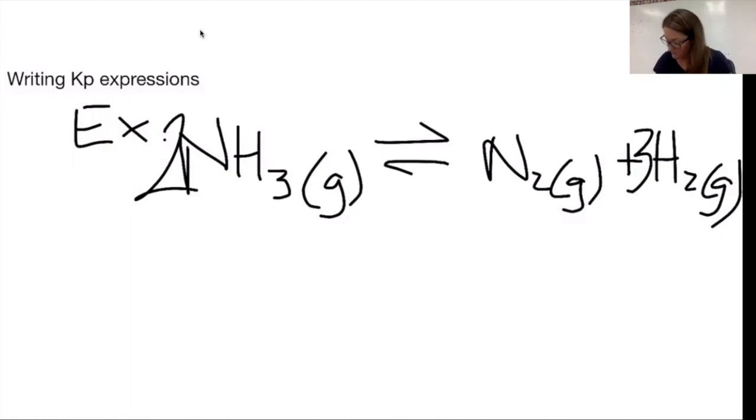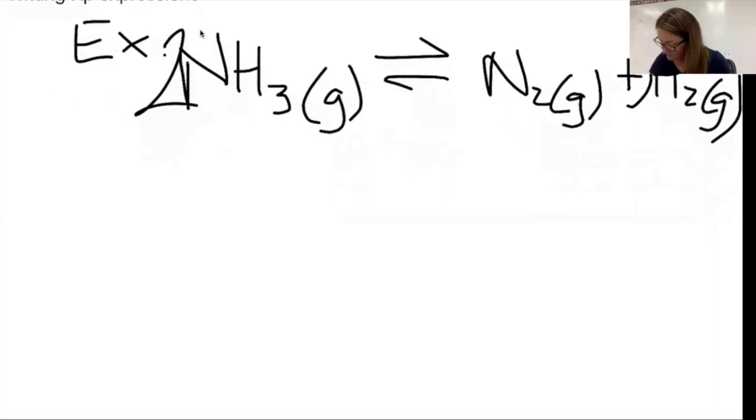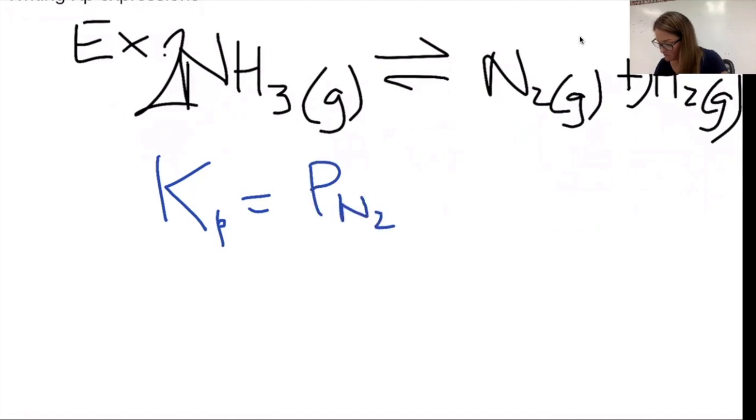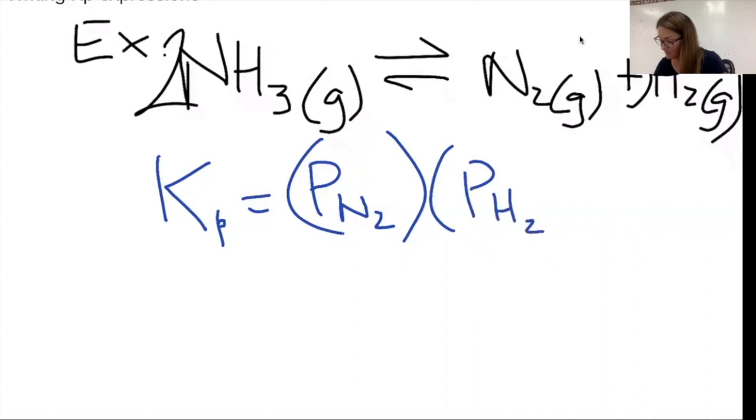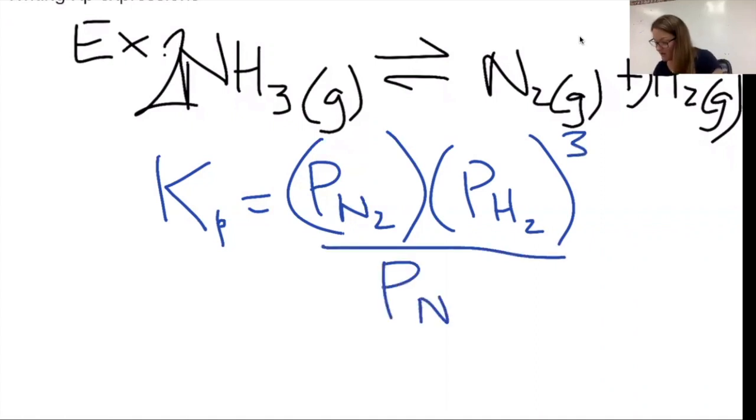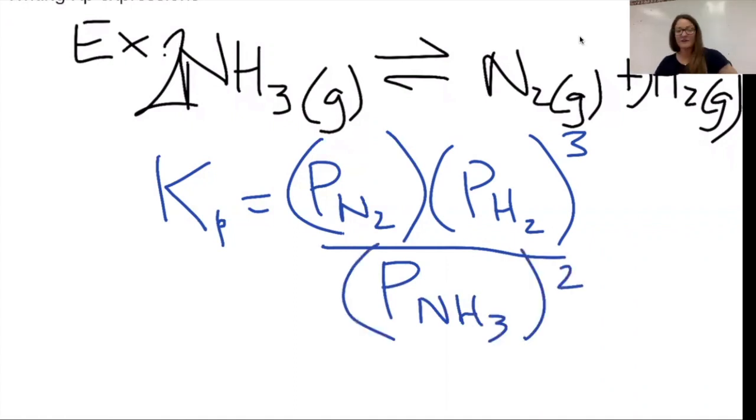And so now in writing that, rather than a C, I use a P. And then rather than using brackets, which indicate molarity, we're going to use partial pressure. So I'm still doing products over reactants, where N2 and H2 will be on top. I'm going to show the partial pressure of N2. I put that in parentheses, times the partial pressure of H2. And since that has a coefficient of 3, we're going to have an exponent of 3 over the partial pressure of NH3, which should be squared.